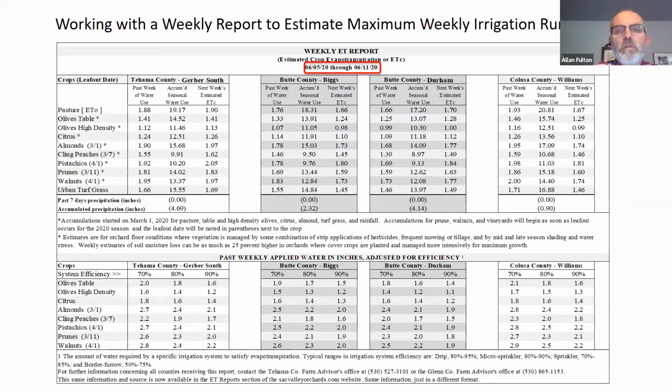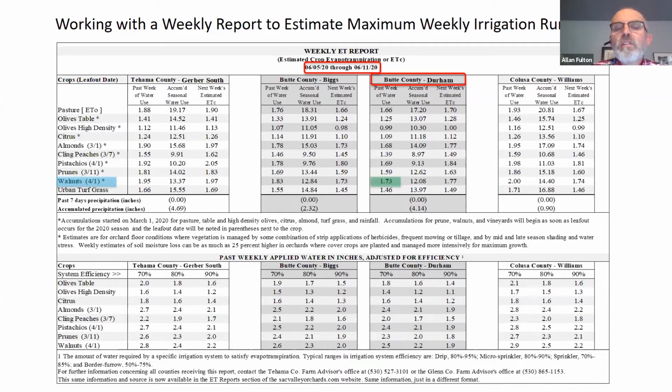Let's work through an example of using our weekly ET report to arrive at a maximum weekly irrigation runtime. So this report is from actually today of this recording for June 5th through June 11th of 2020, actually through yesterday. Going to use data from the Durham area in Butte County. As I said, this is an example for walnut. Leaf out date of April 1st, typical of our Chandler variety.